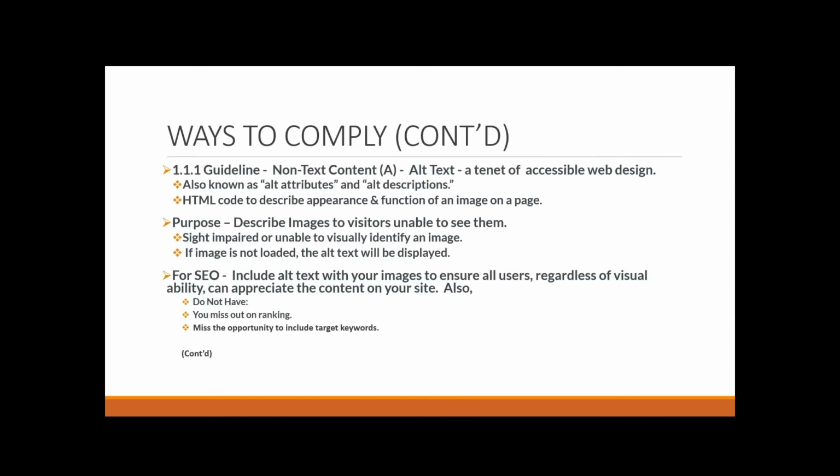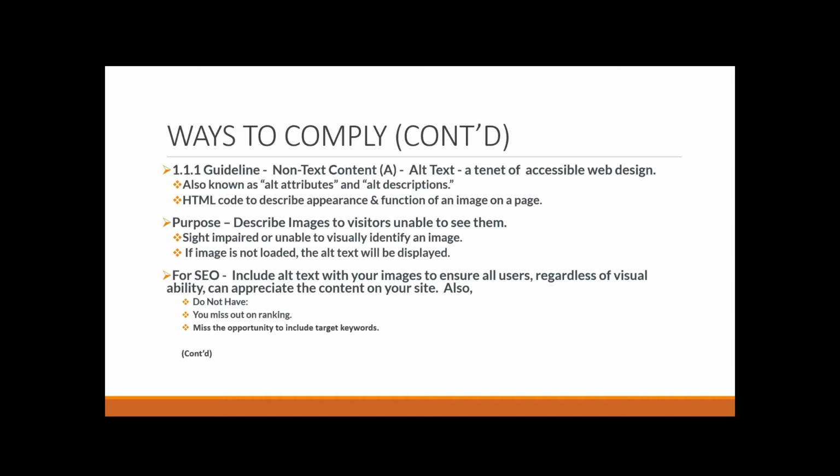Guideline 1.1.1 is the non-text content guideline. Alt text is a tenet of accessible web design. It's also known as alt attributes and alt descriptions. So it's HTML code to describe appearance and function of an image on a page. Its purpose is to describe images to visitors unable to see them. This includes users who are sight impaired or otherwise unable to visually identify an image. If an image is not loaded for some reason, the alt text will be displayed.